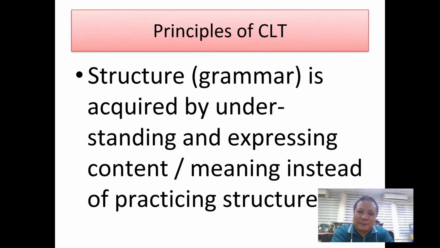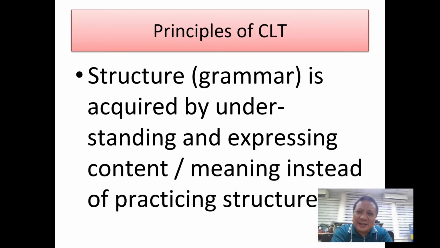Now, here are some principles of CLT. One principle is that structure or grammar is acquired by understanding and expressing content instead of practicing structure. That's very different from behaviorism. In behaviorism, you try to practice the structure without meaning. But in CLT, it's the content, it's the meaning that you need to focus on. And when you do that, that's the time that you learn the form.